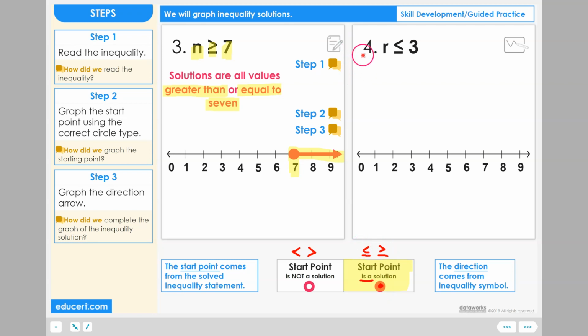You are now ready to graph the solution of the inequality in problem number 4.